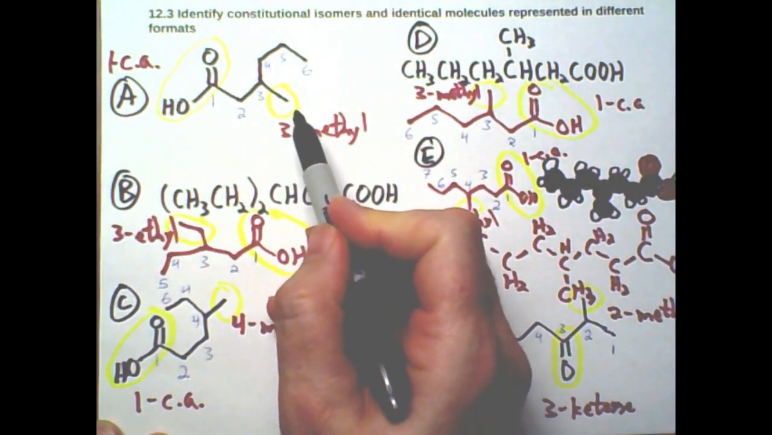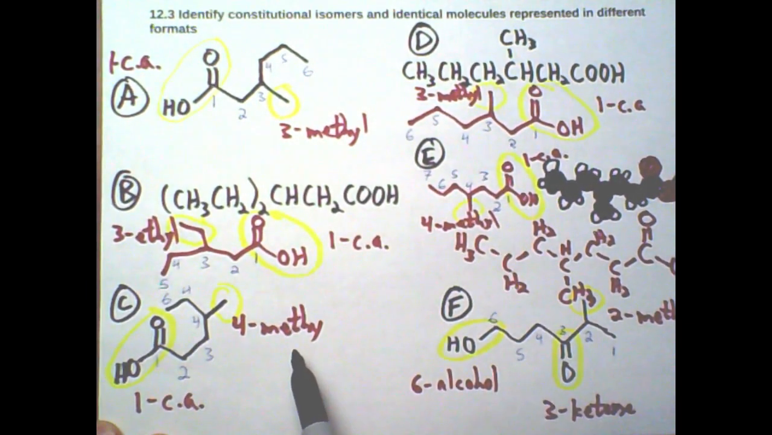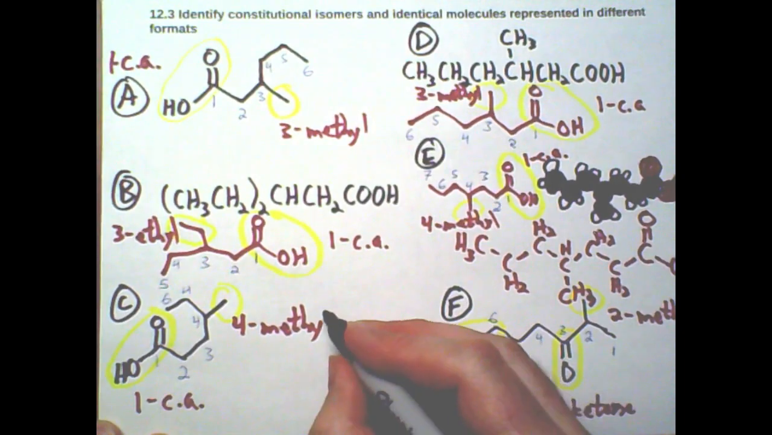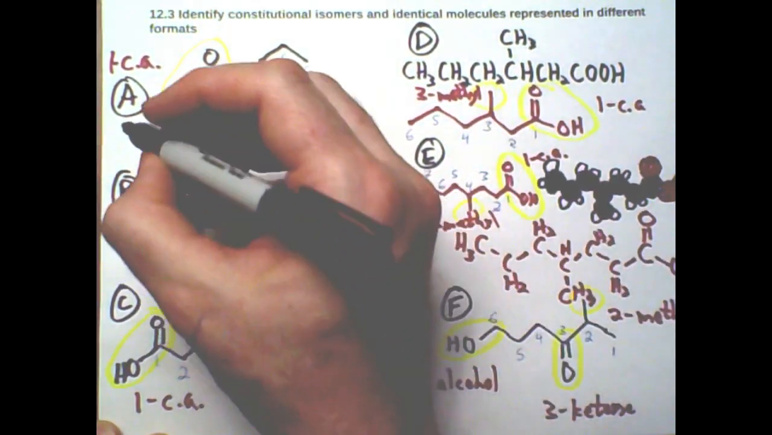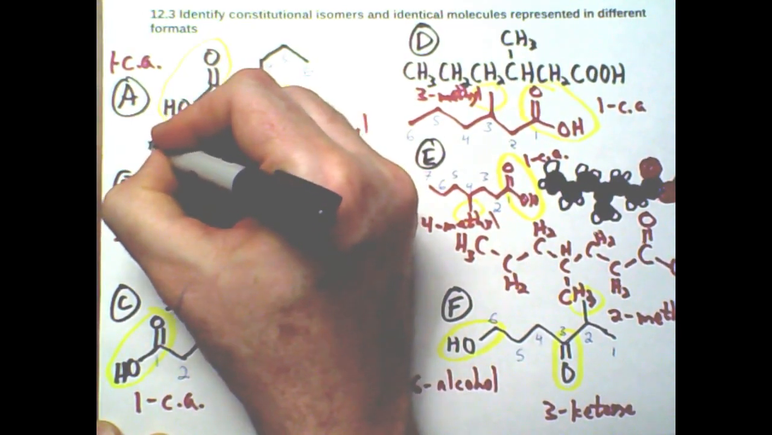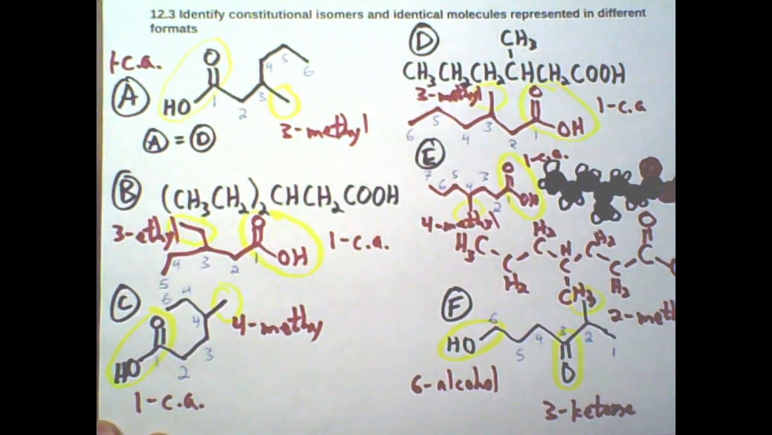Let's look at the side chains. 3-methyl. That's different from 4-methyl. Forgot my L on the end there. But that's the same as 3-methyl. So we've got A equals D. Those are the same.